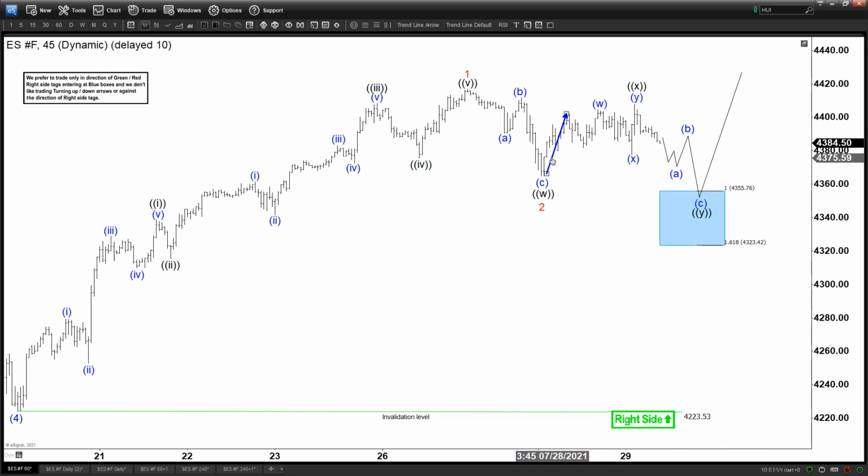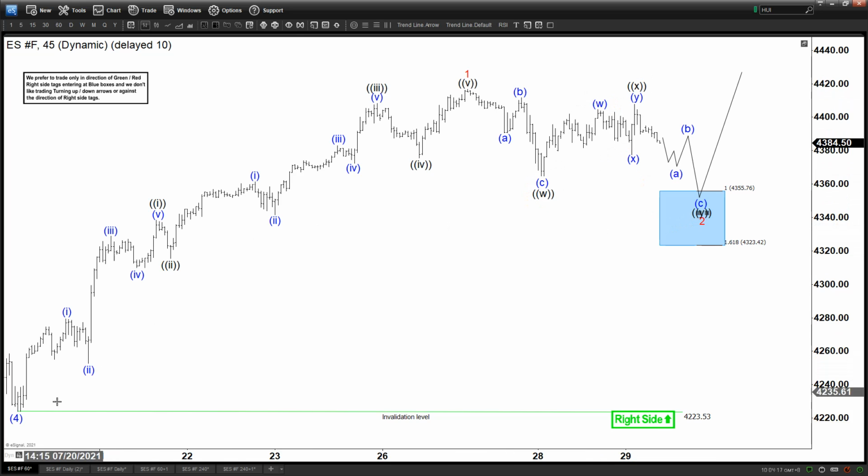Now, a couple of things here that we can take a look at in terms of expectation, probability, alternates, and so on. And again, the alternate will be with 2 ending here, one of the alternates, but I think it's less likely due to the fact the rally still looks corrective.